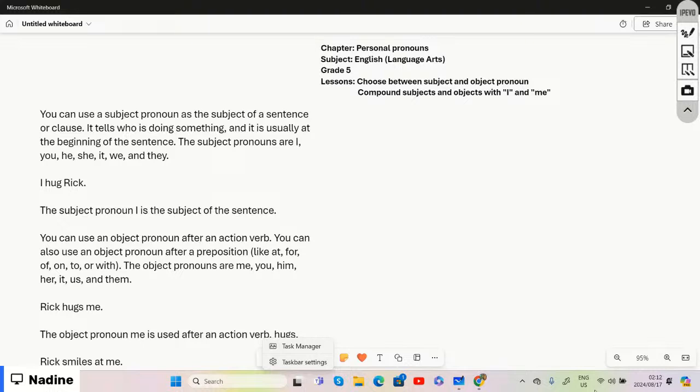All right. We can use an object pronoun after an action verb. You can also use an object pronoun after a preposition, right? For example, we use it after words like for, of, on, to, or with. And the object pronouns are words like me, you, him, her, it, us, and them.